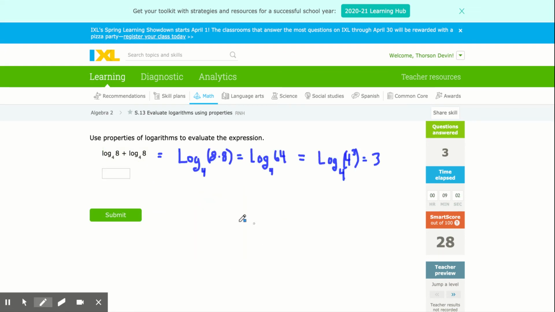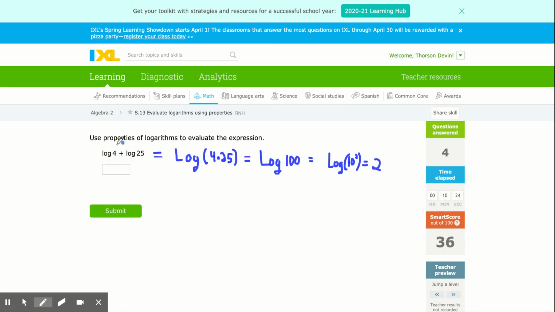In this problem, we actually had to use properties of logarithms, because I don't know what you raise 4 to get it to equal 8. But since they're both base 4 and it's addition, I can combine by multiplying the 8 times the 8. That's 64. And then I realize 64 is 4 to the third power. So log base 4 of 4 to the third is just 3. So this one you had to use properties of logarithms in order to do it.